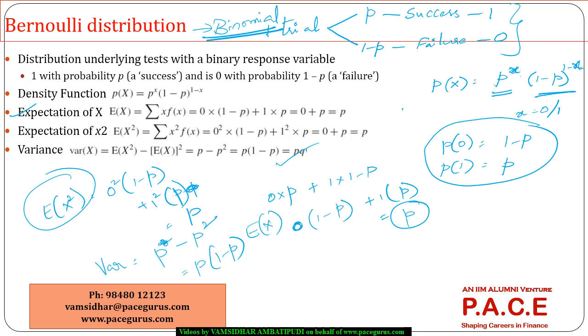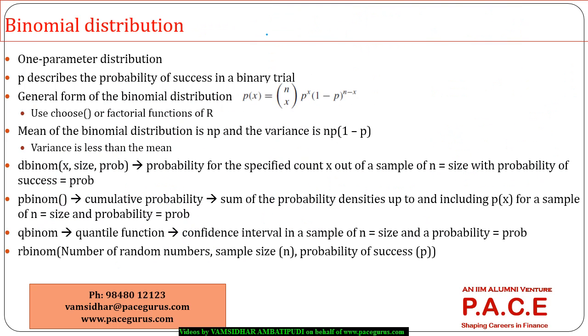The same experiment, instead of performing it once, if I perform it n number of times, right? The probability of success is P, failure is 1 minus P, all else remaining the same. But if this experiment is performed, instead of once, multiple number of times, that is where the Bernoulli distribution is giving rise to a binomial distribution.